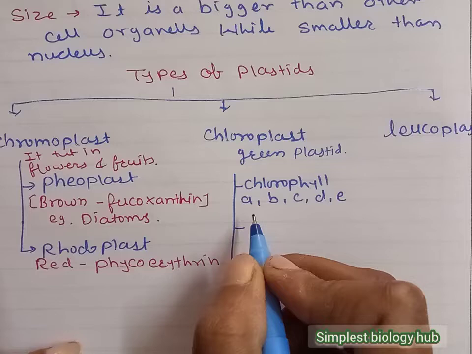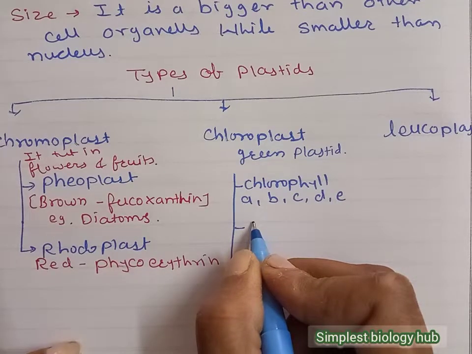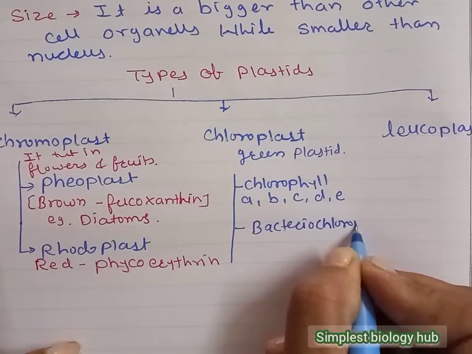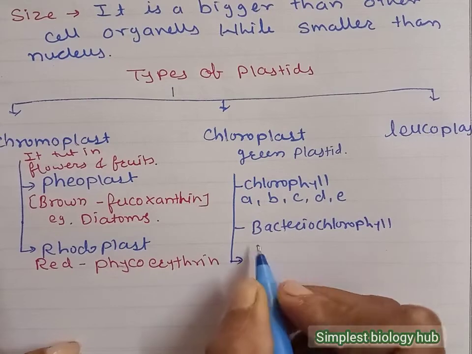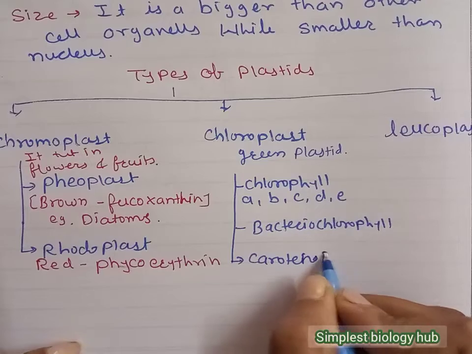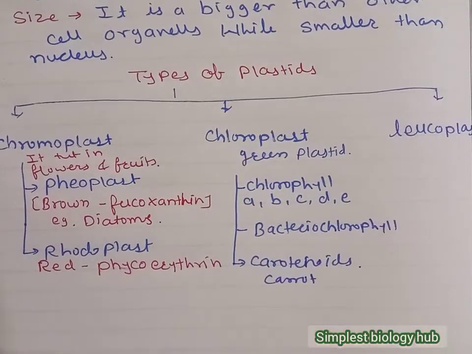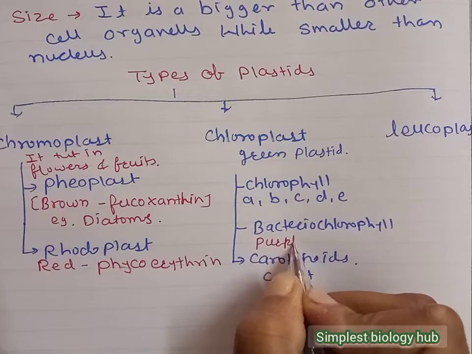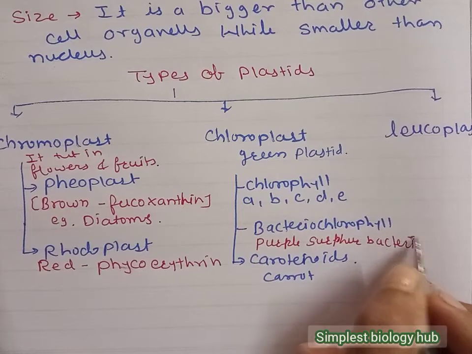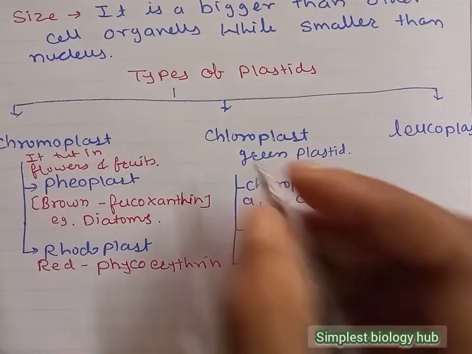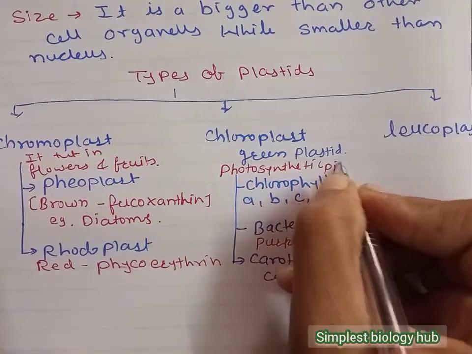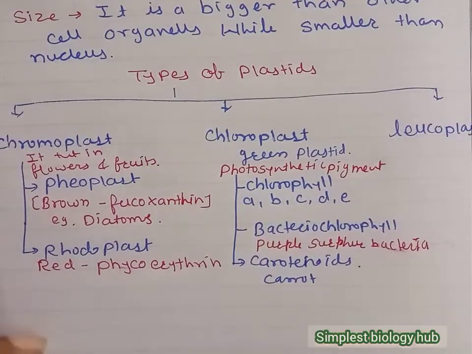The second is the chloroplast. It is called the green plastid and it is mostly found in all types of green plants which undergo photosynthesis. It is again divided into a number of types depending upon the pigment present in that plastid. The first is chlorophyll, categorized into A, B, C, D and E. Bacteriochlorophyll is generally present in purple sulfur bacteria, and carotenoids are also present. Chlorophyll A and B are generally found in all types of green plants, and that's why we call it the photosynthetic pigment.